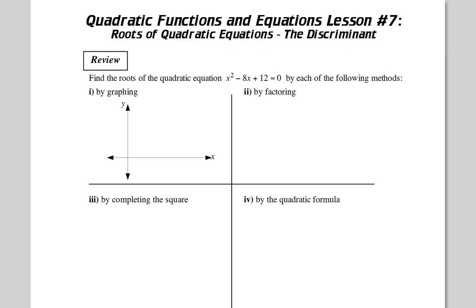Alright, so we're going to work now on lesson 7, and you can highlight the title. This is called the discriminant.